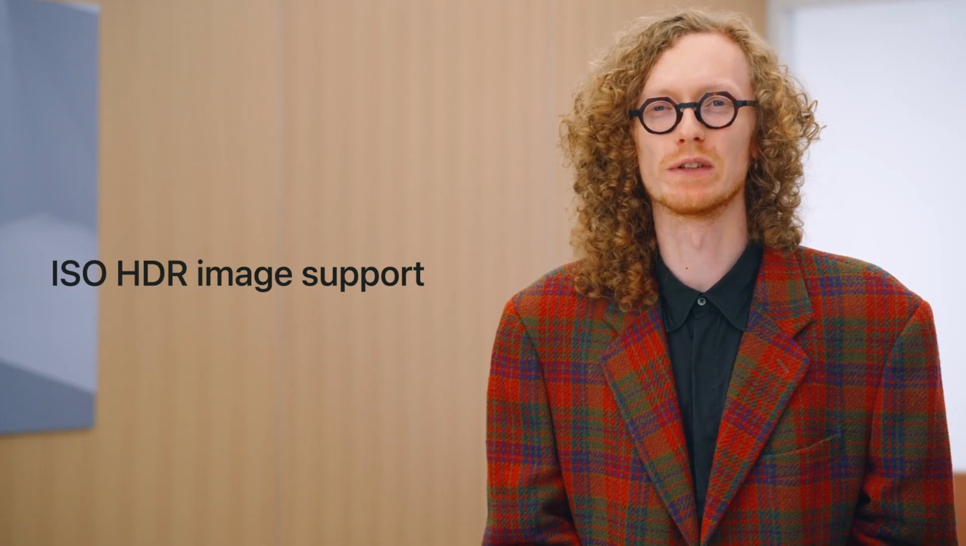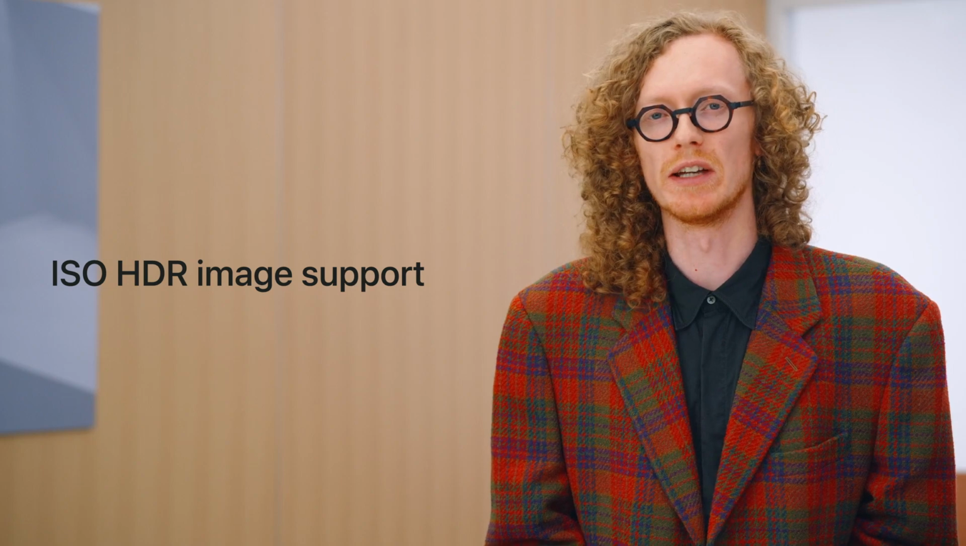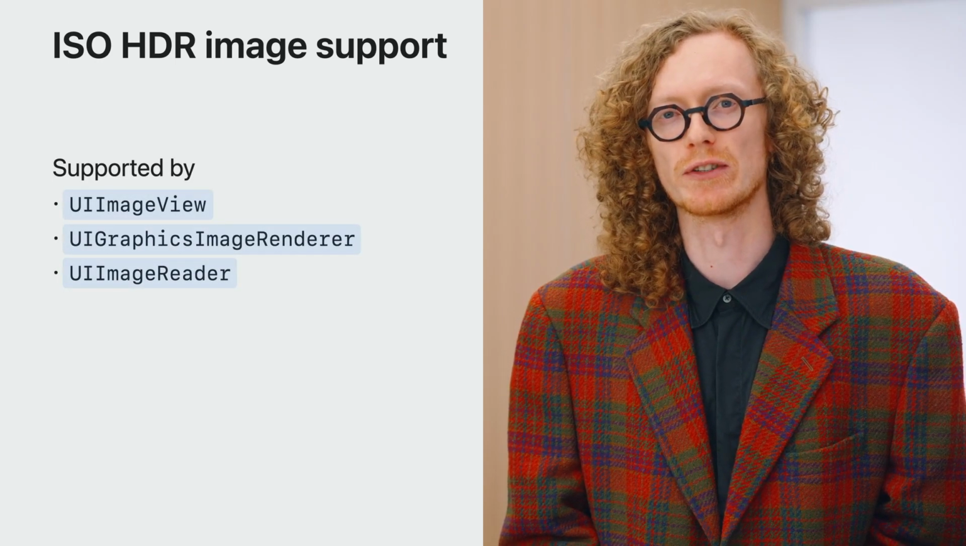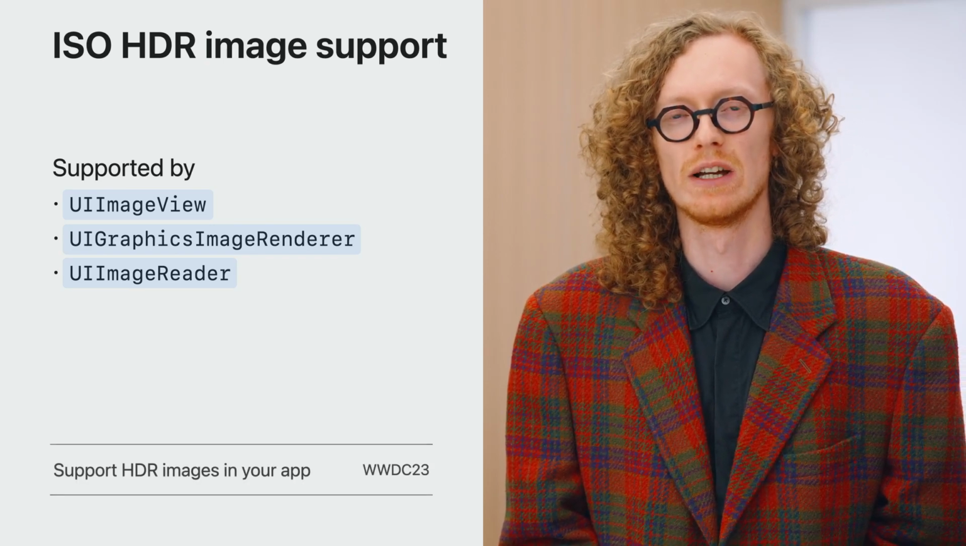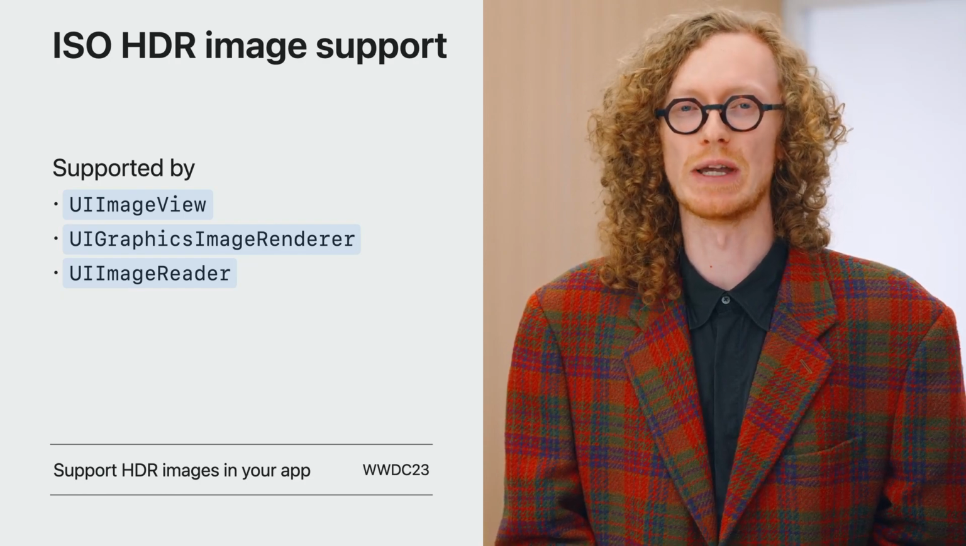UIKit adds support for ISO HDR images, allowing you to easily display these images with the UI image view and to manipulate them with UI graphics image renderer. Additionally, the new UI image reader gives you more control when loading images, including converting some HDR image formats, such as those from the camera roll, to ISO HDR. For more information, check out the session Support HDR Images in your app.